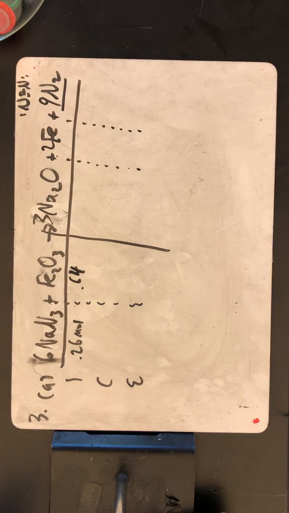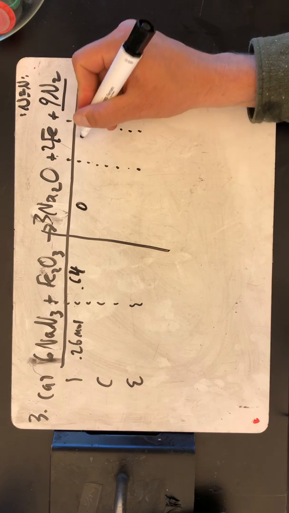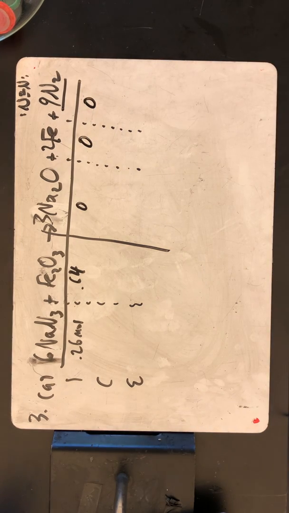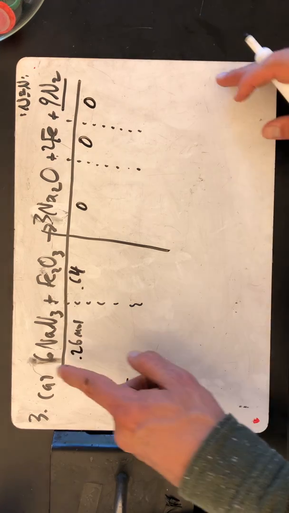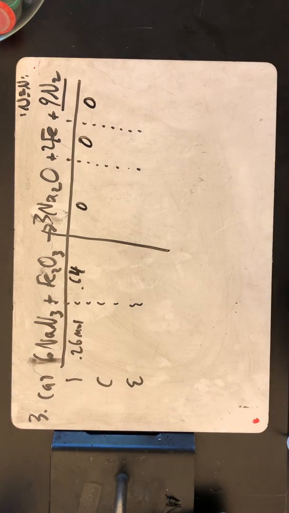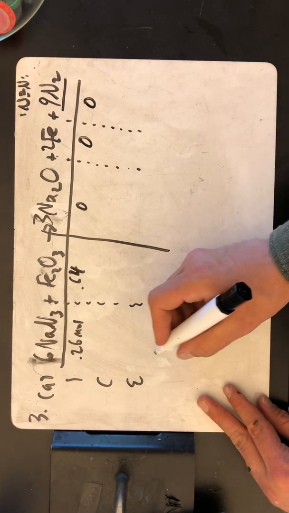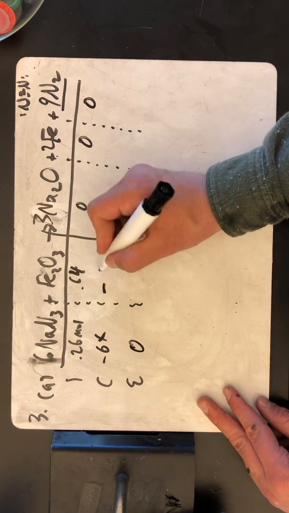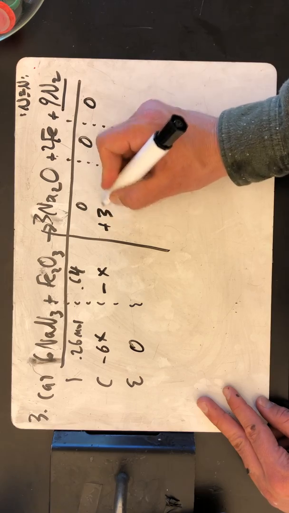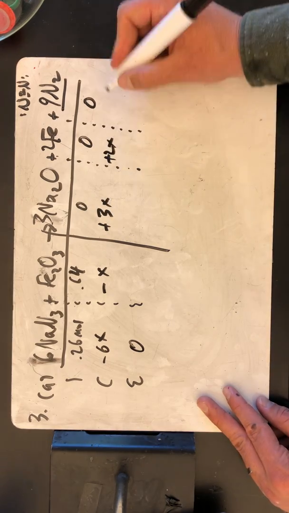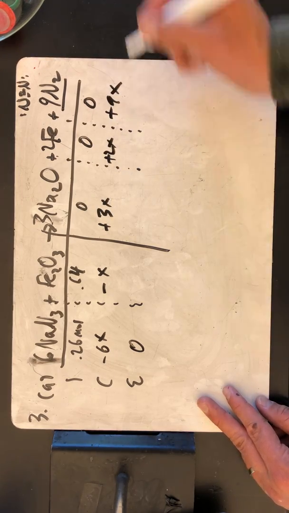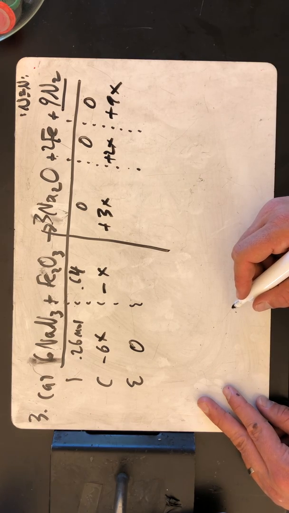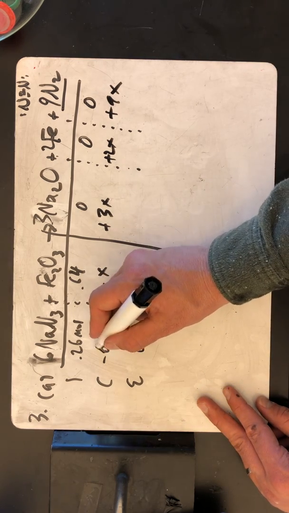Okay, so when I look at this, I know that I have 0, 0, 0. And I look at this, and immediately I know that I need 6 times as much NaN3, but I don't have 6 times as much. I actually have 3 times as less about. So I know that ultimately this is going to be my limiting reactant, but this would be minus 6x, this would be minus x, this would be plus 3x, this would be plus 2x, and this would be plus 9x, okay? And I'm going to go through here and solve this problem.